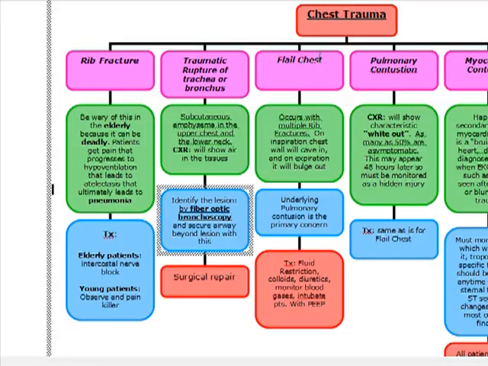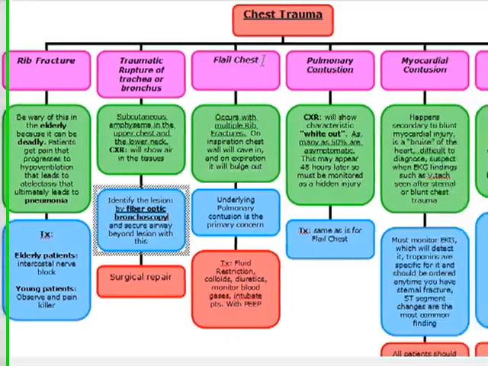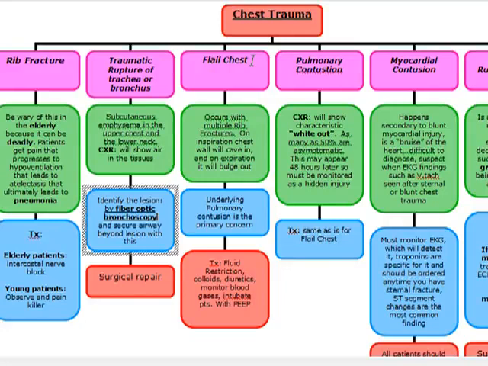Next question, flail chest. Flail chest is a high yield topic on the exam, and it actually occurs with multiple rib fractures, and you get something called paradoxical breathing. And what paradoxical breathing means is that on inspiration the chest wall is actually going to cave in, and on expiration it's actually going to bulge out. Okay, and that's called paradoxical breathing.